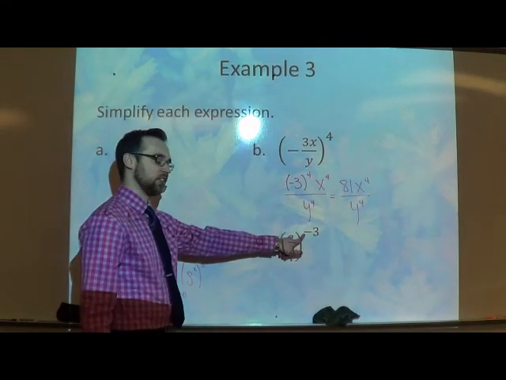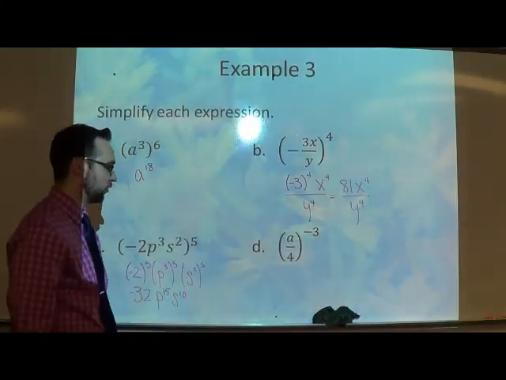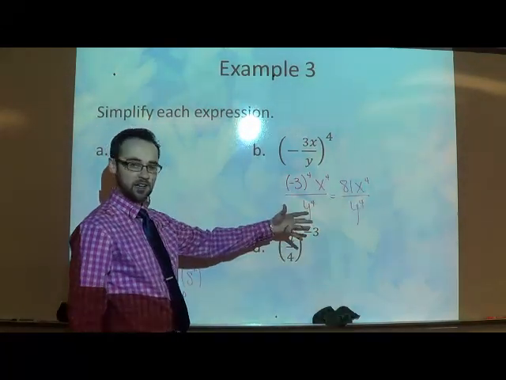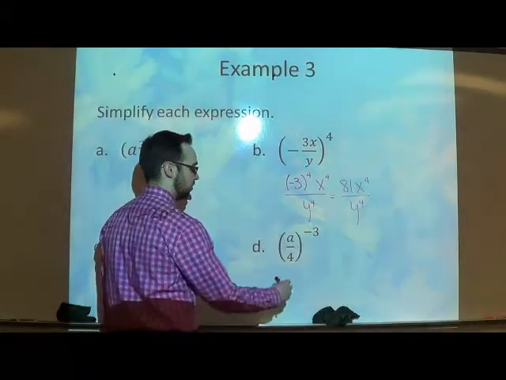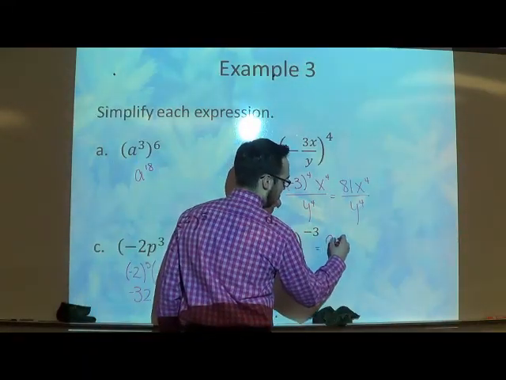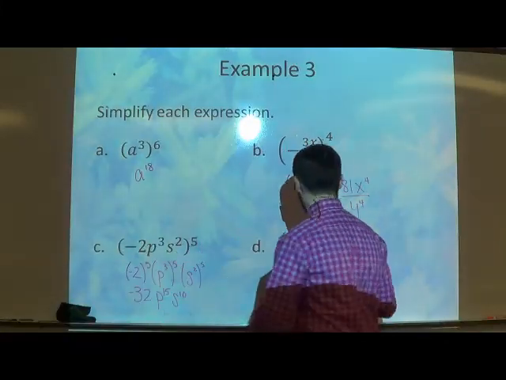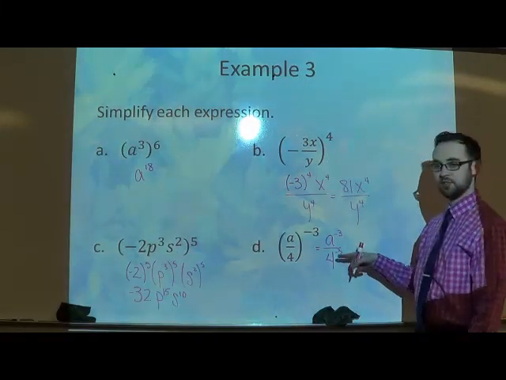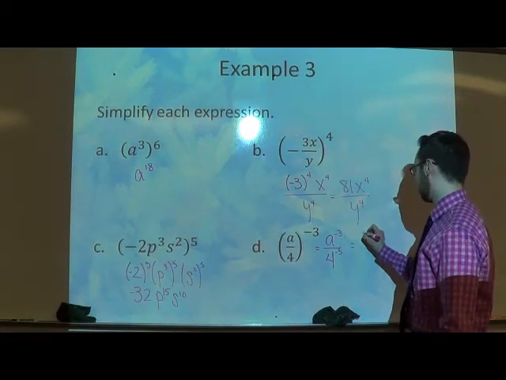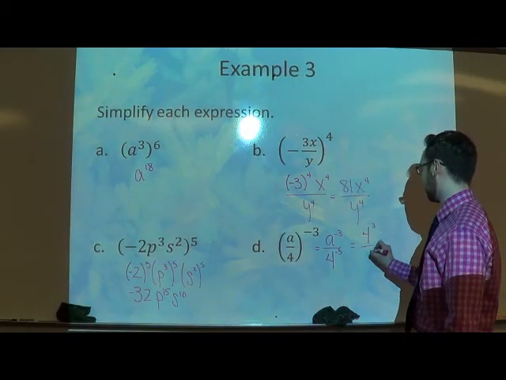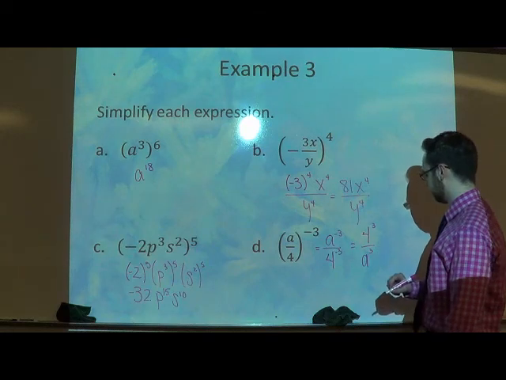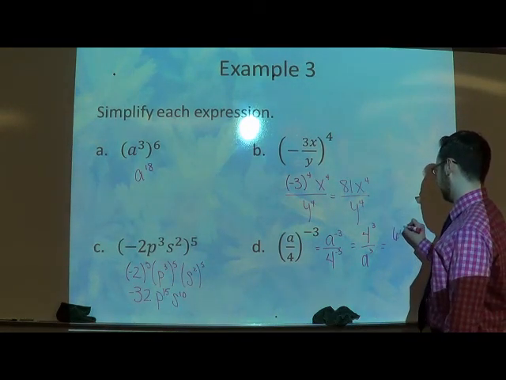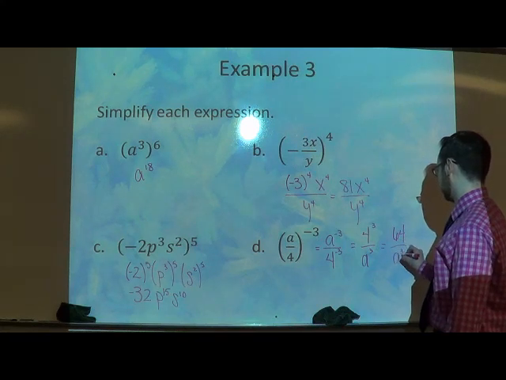Now when you have a negative on the outside, you can do this a couple of different ways. You could take care of the negative first, or you could distribute it and then take care of it. I'm going to distribute it first. So we end up with a to the negative 3 over 4 to the negative 3. Now they're both negative, so I'm just going to flip them. Then we have 4 to the third all over a to the third. And then 4 to the third is 64 over a cubed.